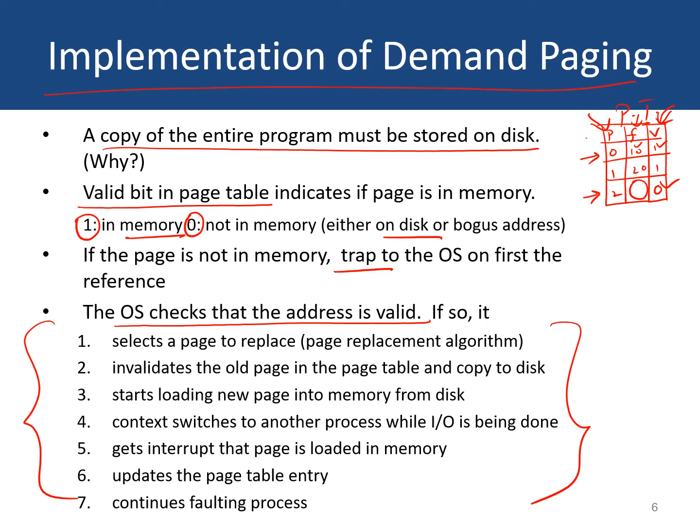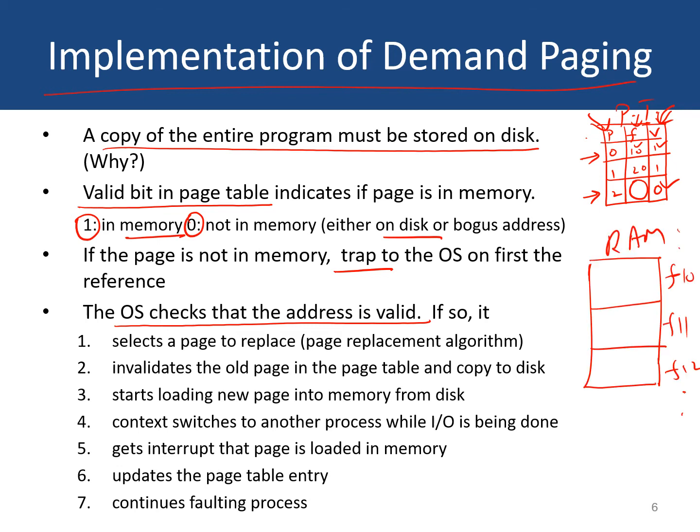So let's assume that the address is valid. The first thing we need to do for bringing in this new page from the disk to the main memory is make room for this new page in the main memory. So let's assume that this is a portion of our RAM and the executing process has access to these three frames. So let's say these are frame 10, 11 and 12, and let's say page 0 is stored here in frame 10, page 1 is stored in frame 12 and page 2 is stored in frame 11.